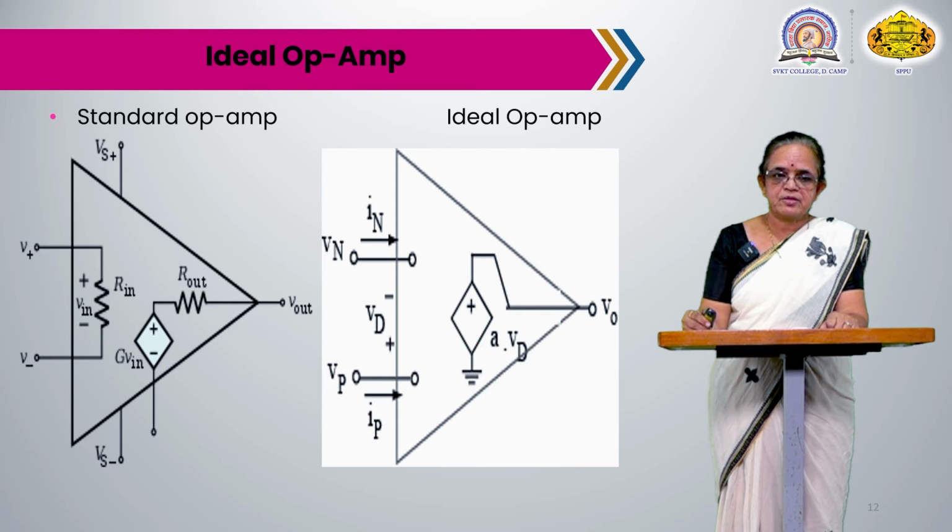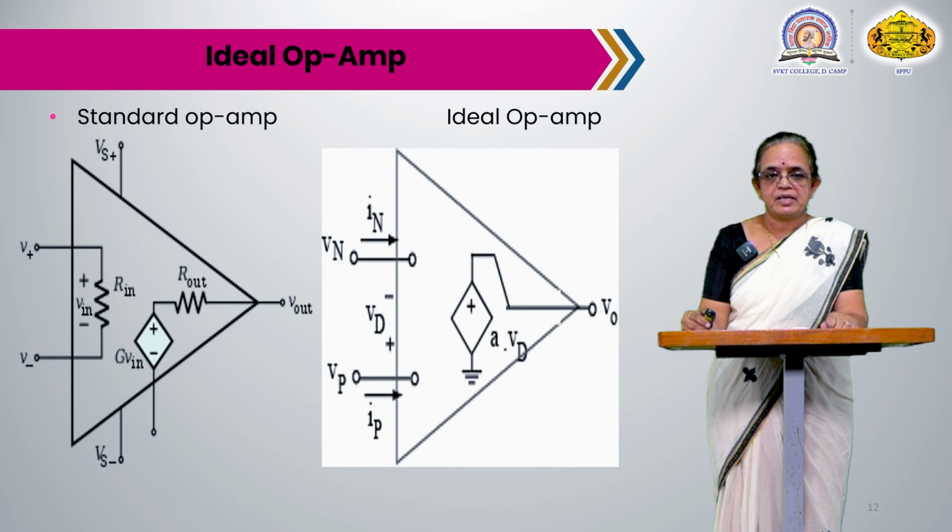But there is a difference between the ideal op amp and the standard or real op amp. In the ideal op amp, R out is not shown because the output impedance is 0 for an ideal operational amplifier. Practically, in the standard or real op amp, we have shown R out, but this value is very small. Because of this, in the ideal op amp there is no loading effect. In the standard one there may be a loading effect. This is a comparison between the ideal and standard or real op amp.